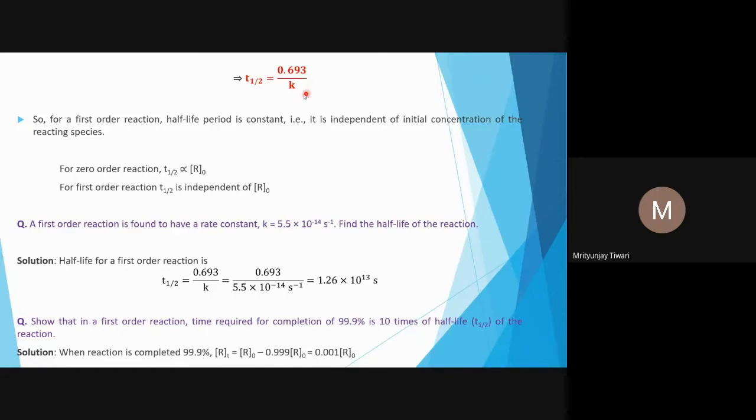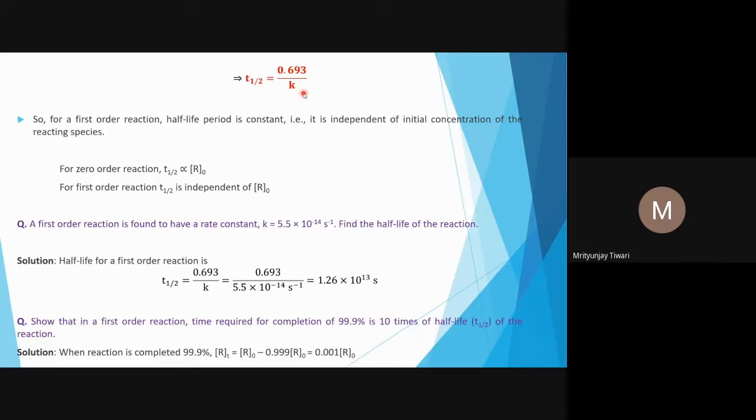So this value is a constant. For a particular first order reaction, the value of K is also constant. So T half is constant for a particular reaction, and this is what we know for the half life of radioactive disintegrations, which we usually study about. So for a first order reaction, half life period is constant. And why is it constant? Because 0.693 is constant, and K is the rate constant, which is constant for a particular reaction. So 0.693 by K will also be constant under given conditions.